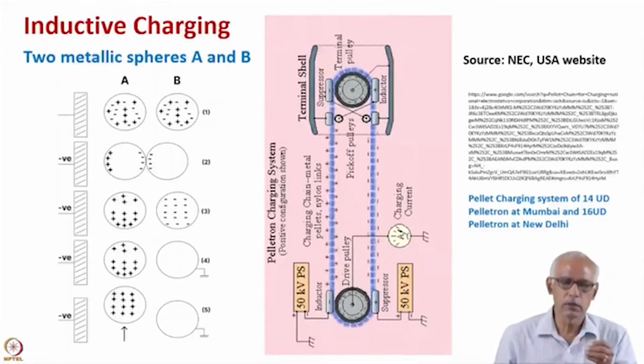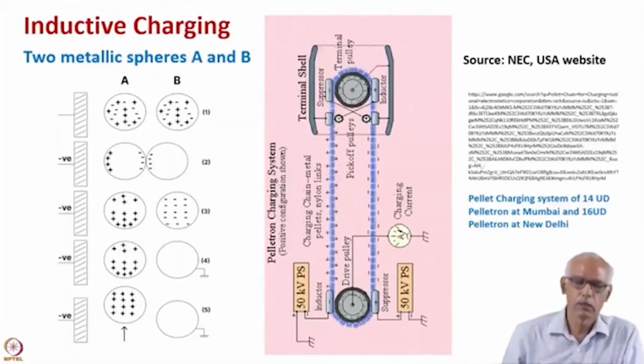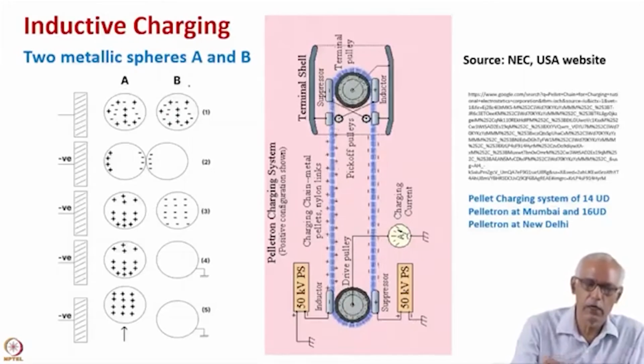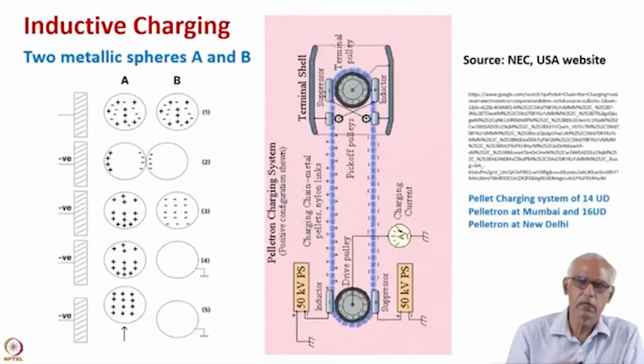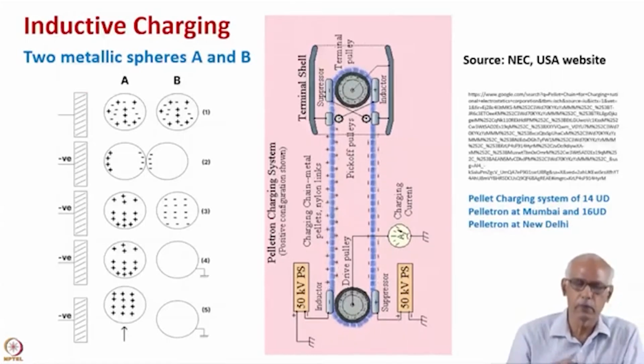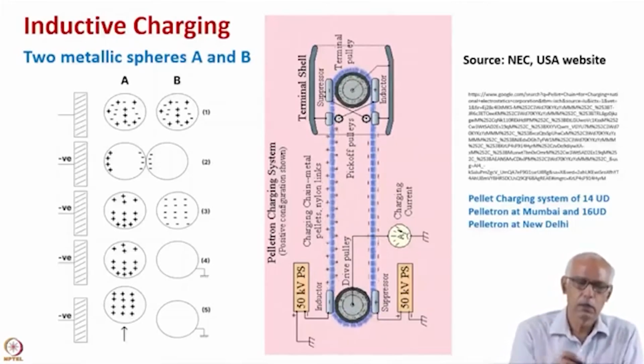If you want to understand the principle of this inductive charging, suppose there are two metallic spheres, A and B, and as they are metallic, positive and negative charges are there on both of them, and they are neutral basically. Now you put an electrode here where you can later apply the voltage. If you want to transfer positive charge, then you have to apply negative voltage on this inductive electrode.